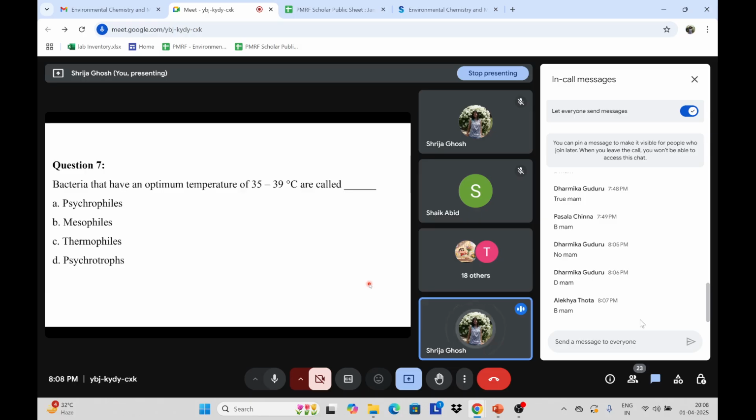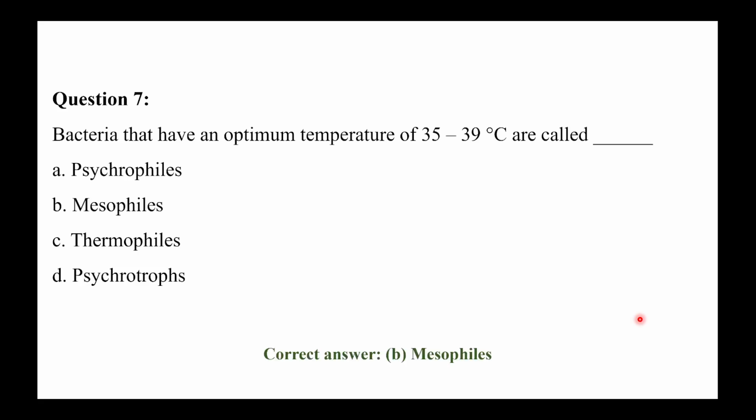Okay, so I'll share the correct answer. The correct answer is option B, mesophiles. So we have psychrophiles, mesophiles, thermophiles, and psychrotrophs, right? So the term philes means loving.